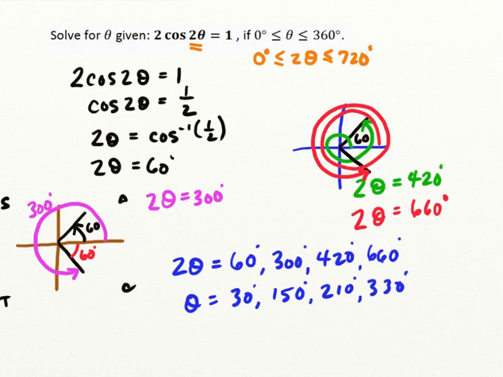And there we go. So the final answer is, solve for theta, given 2 cos 2 theta equals 1. Well, there are the possible values for theta that solve this trigonometric equation.